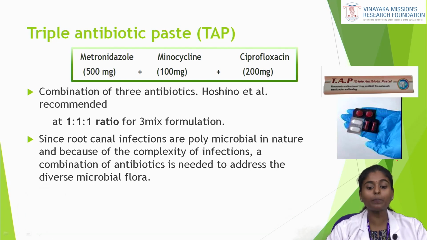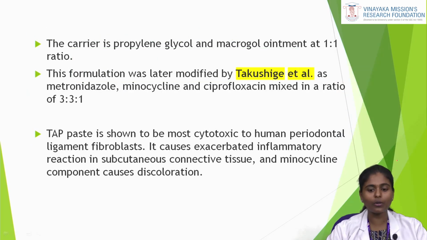Since root canal infections are polymicrobial in nature and because of the complexity of infection, a combination of antibiotics is needed to address the diverse microflora. The carrier is propylene glycol and macrogol ointment in a 1:1 ratio. This formulation was later modified by Takushige et al., with metronidazole, minocycline and ciprofloxacin mixed in the ratio of 3:3:1. Triple antibiotic paste is shown to be cytotoxic to human periodontal ligament fibroblasts and causes an exacerbated inflammatory reaction in subcutaneous connective tissue, and the minocycline component causes discoloration of the tooth.